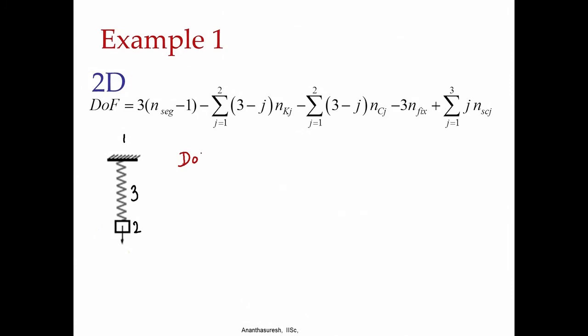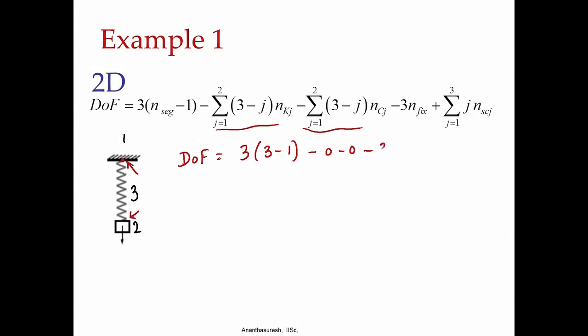So, degrees of freedom here 3 into 3 segments minus 1, and then there are no kinematic joints. So, this thing will not contribute, this one also not there, whereas this one is there. So, minus 0, fixed one. So, elastic segment is connected over here and over here, those are the fixed connections.